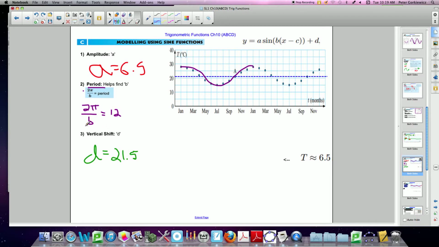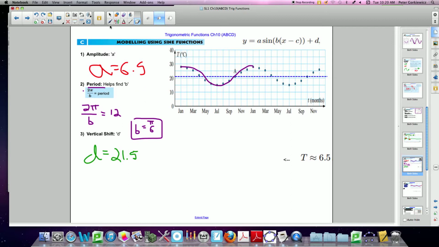So then we multiply both sides by b, divide both sides by 12, and you end up getting b is 2 pi over 12, otherwise known as pi sixths. So pi sixths is going to be our b value, right? We just solved this. Okay, so we got our b value.